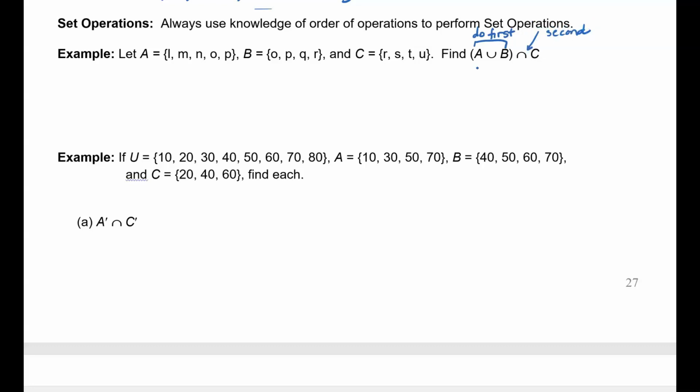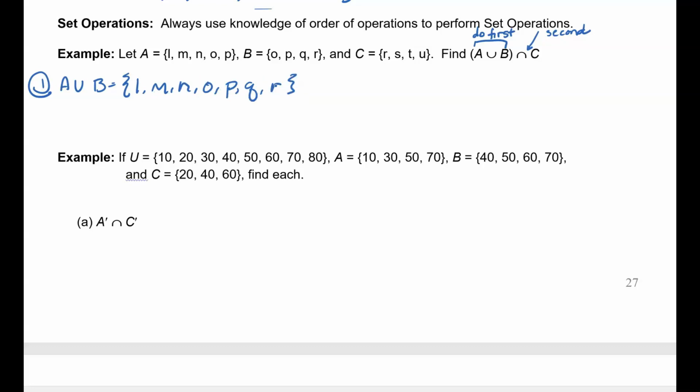Okay, so the first thing I'm going to do is write A union B, and I'm going to write out that whole step. So that's step 1. Inside of the parentheses first. So A union B means to put all of these letters together, and if there are common letters like O, you only list them once. So I'm going to write down L, M, N, O, P, and then Q and R.